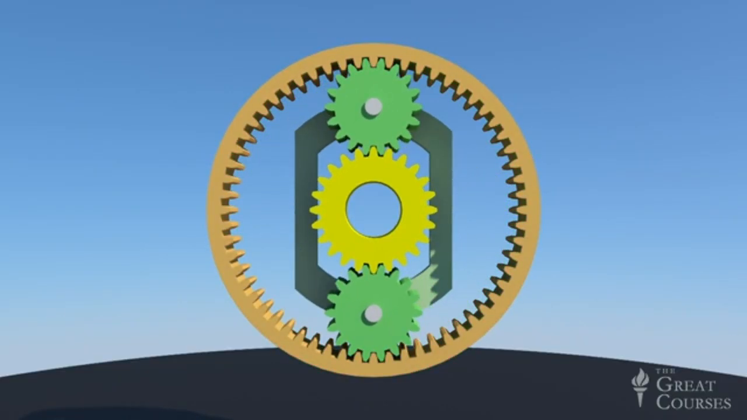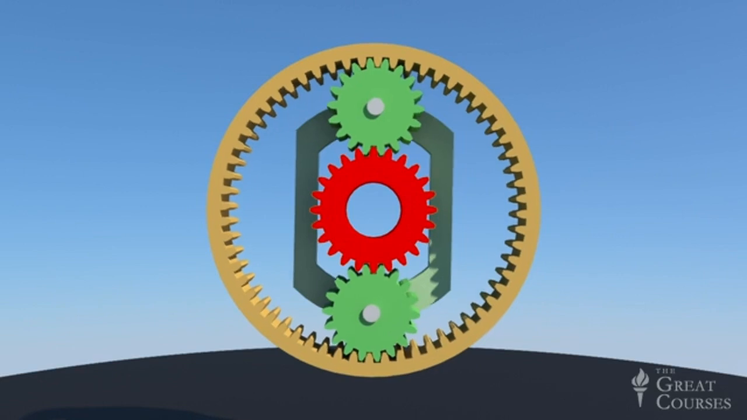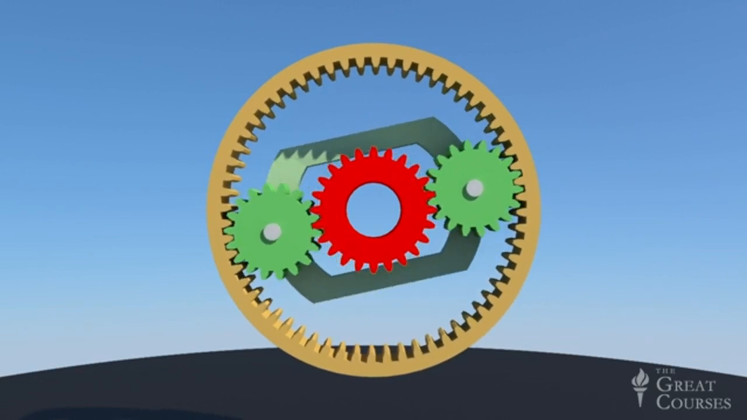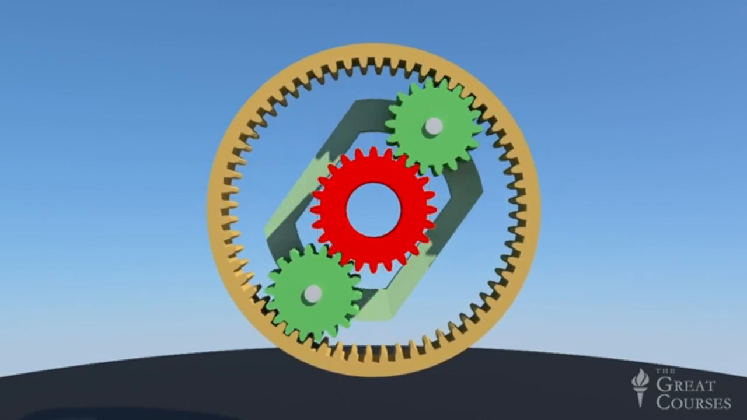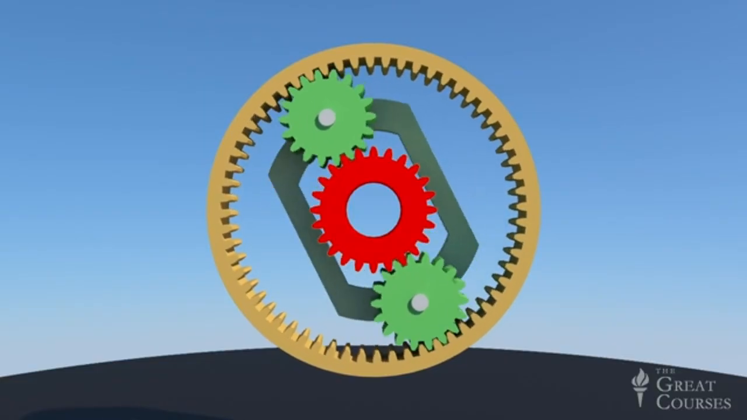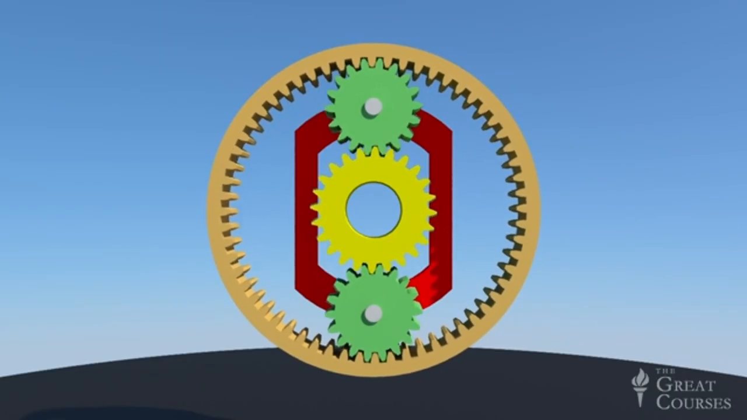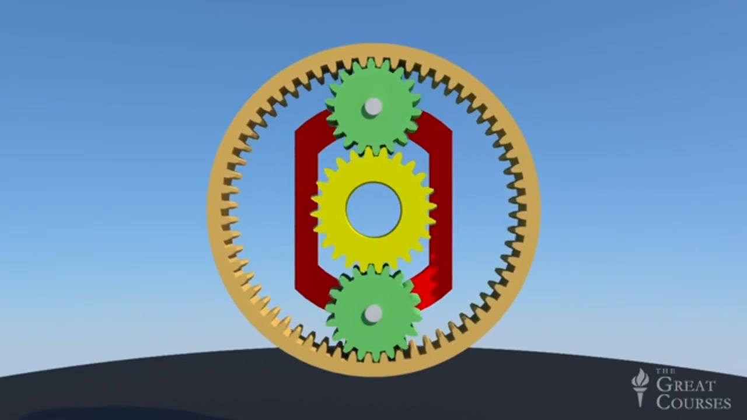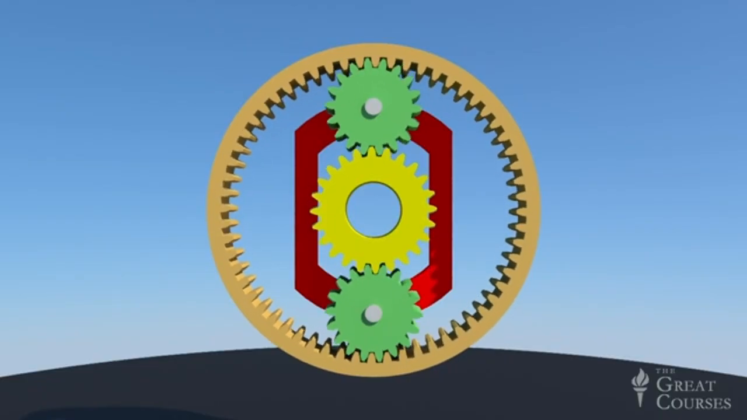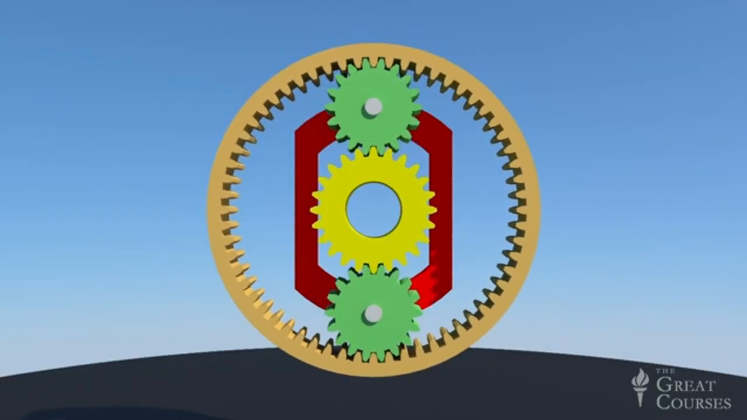Or we might use the planet carrier as input and the annular gear as output. When we now lock the sun gear, rotation of the planet carrier produces a faster rotation of the annular gear. Faster rotation corresponds to lower torque. And if we lock the planet carrier, clockwise rotation of the sun gear produces a counterclockwise rotation of the annular gear. So the gear set can be used to reverse the shaft's direction as well.